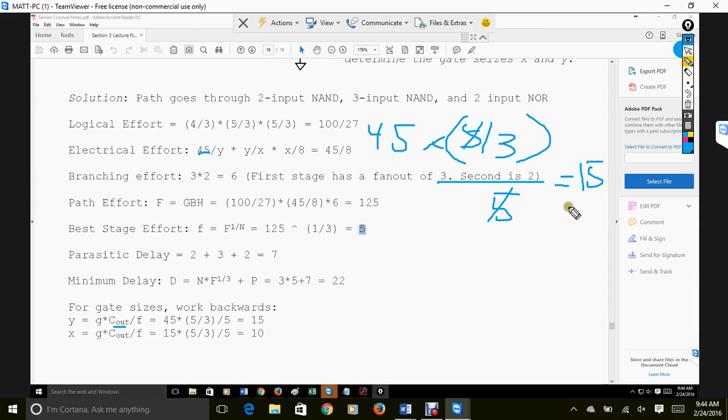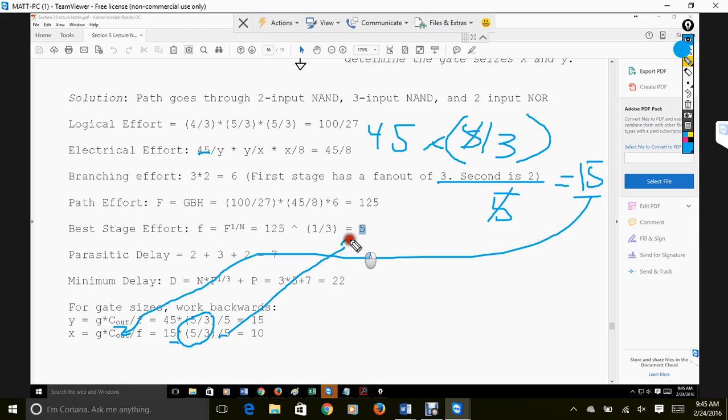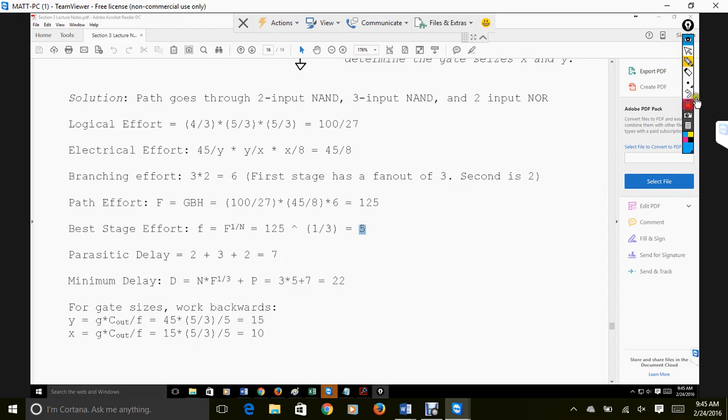So the next stage, this input just happens to be this output. So now we have 15, and since that second stage there for x happens to be the 3-input AND gate, we use our table. It's 2 plus n, which is the number of inputs, so it's 5 over 3. So these happen to be the same. Over 5, which is our best stage effort. So these cancel out, so this becomes, should be 5. I don't know why it's 10. Typo.